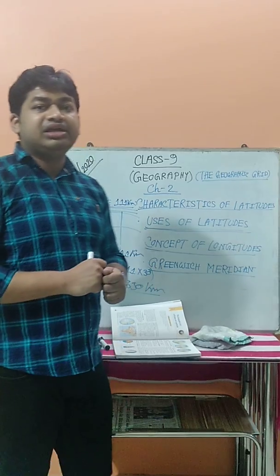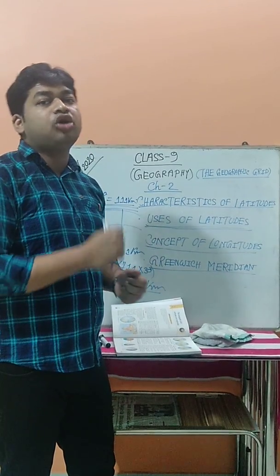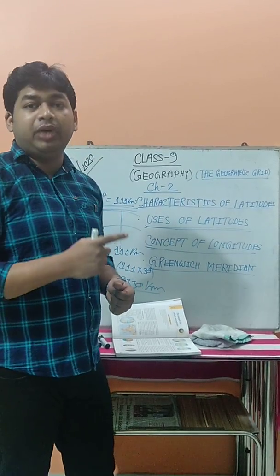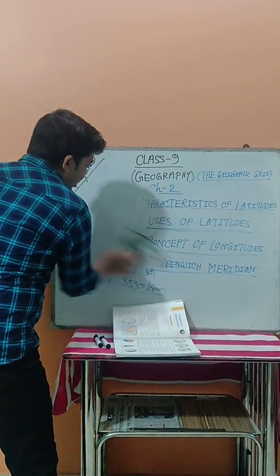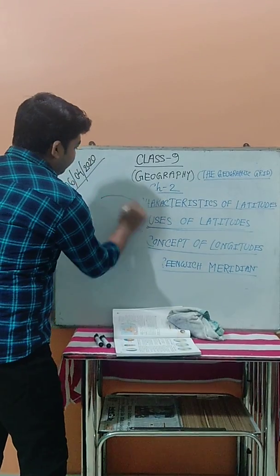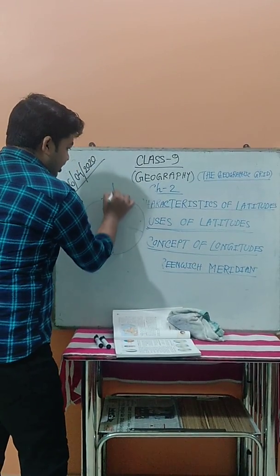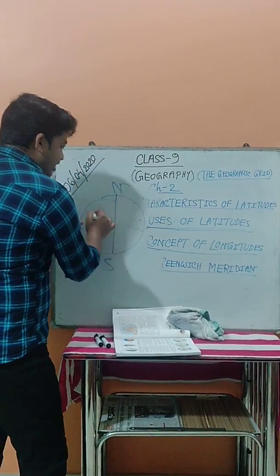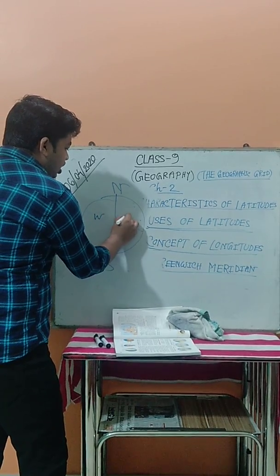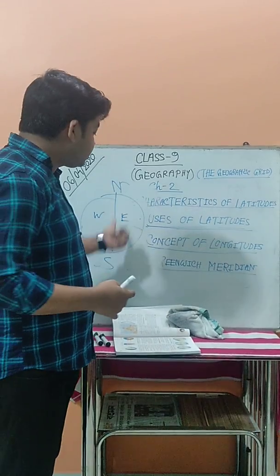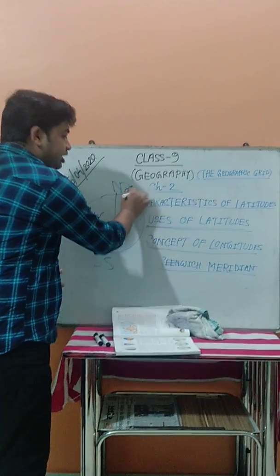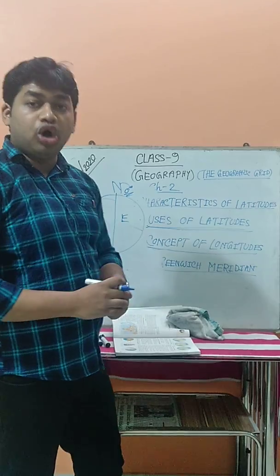This prime meridian passes through the center of the globe in a vertical way, from north to south, and divides the globe into two equal halves, the western and eastern hemispheres. The value of this line is 0 degrees. So this is about the longitudinal line.